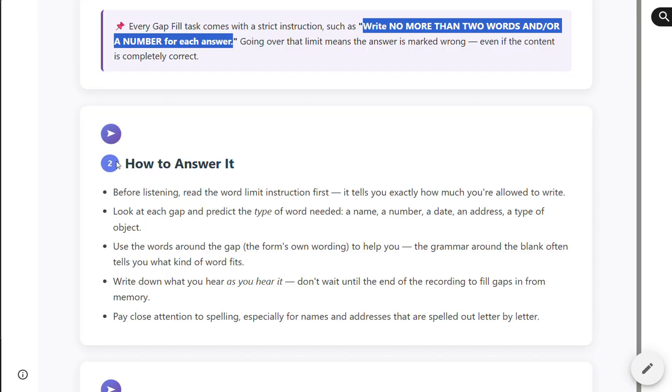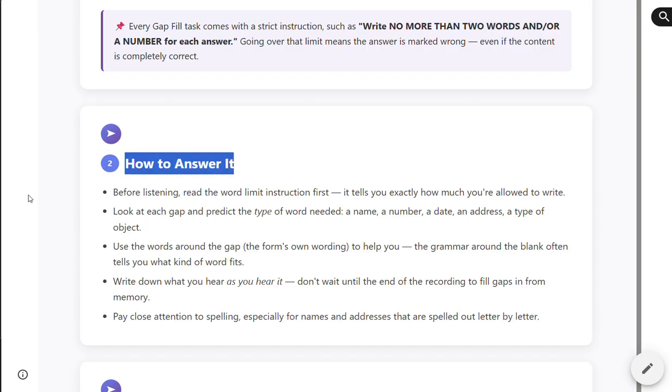Now let's talk about how to actually answer this question type well. First, before the recording starts, read the word limit instruction. It tells you exactly how much you're allowed to write. And that number should shape every answer you give. Next, look at each individual gap and predict the type of word that's missing. Is it a name, a number, a date, an address, or a type of object? Making that prediction primes your ear to catch it.